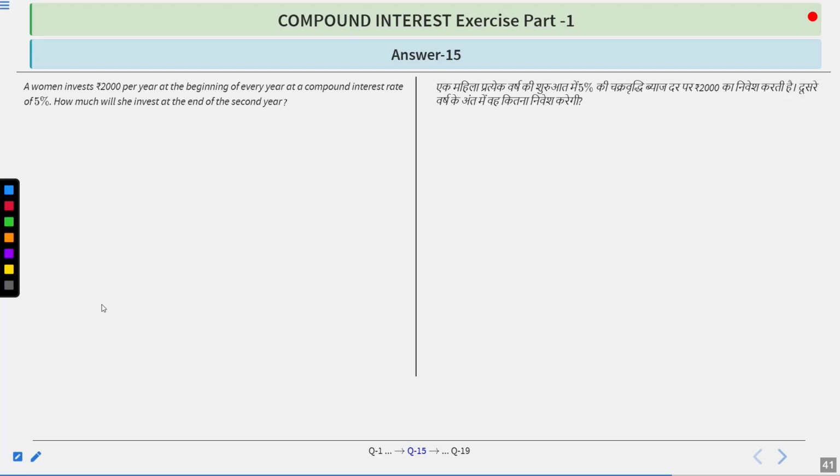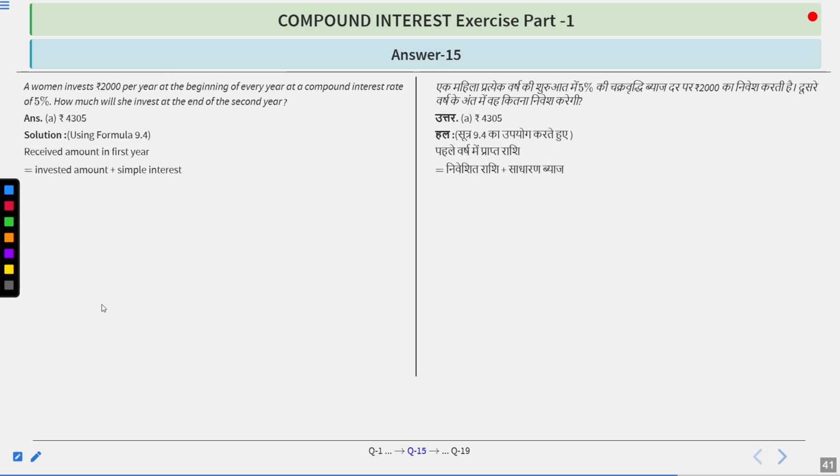The woman was investing rupees 2000 per year at the beginning of every year, and the interest rate is 5%. We have to find out how much will she invest at the end of the second year. Now the answer to this question is option A, rupees 4305, and we are going to use formula 9.4 to solve this question. Received amount in first year is invested amount plus simple interest, that is 2000 plus simple interest, which is P into R into T, that is 2000 into 5 into 1 upon 100, that becomes rupees 2100.